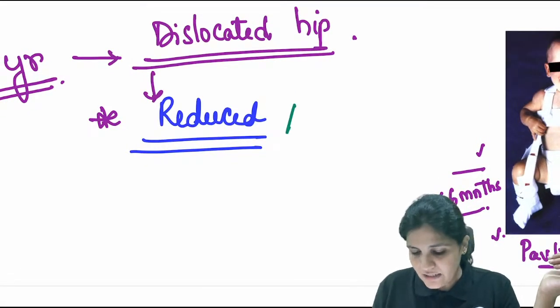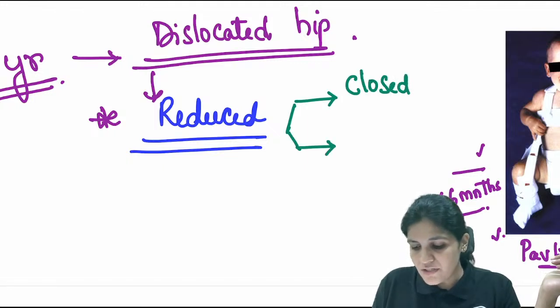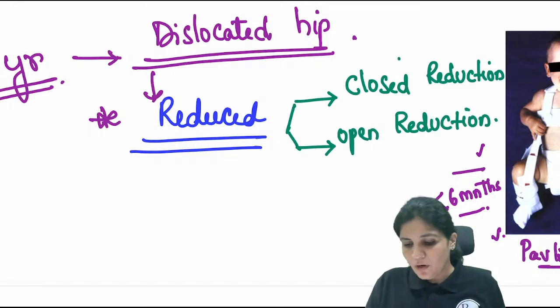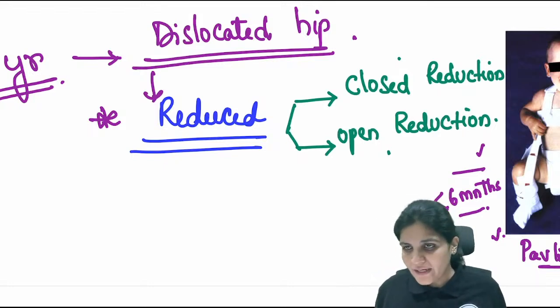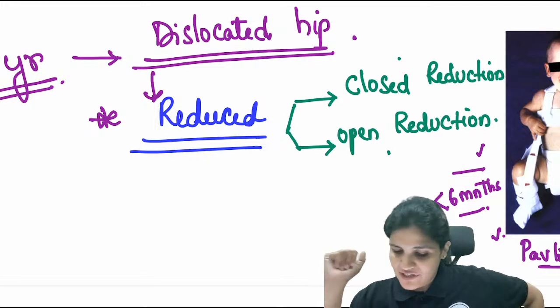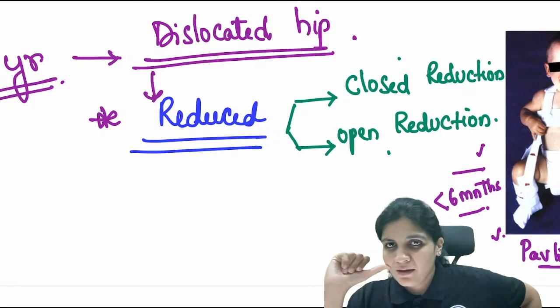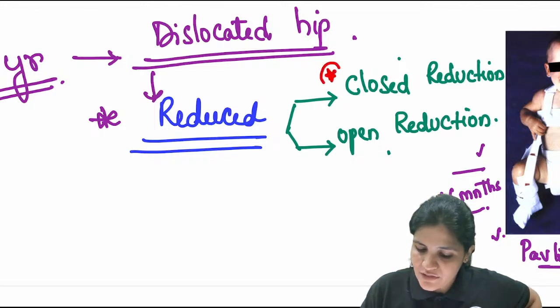So this reduction is of two types. So what are the two types? One is your closed reduction. The second one is your open reduction. So first you try closed or open? Yes, quickly answer. Which one will you try first, closed or open? Yes, very good. Always, always, always, any reduction, you have to always try the closed first.